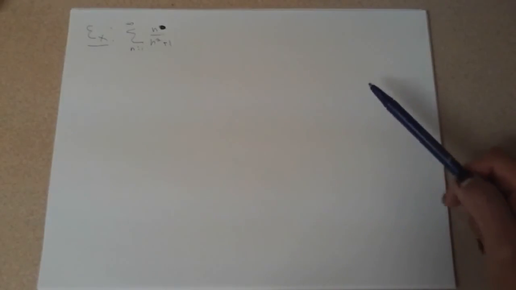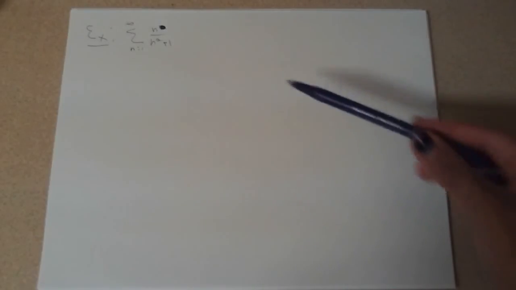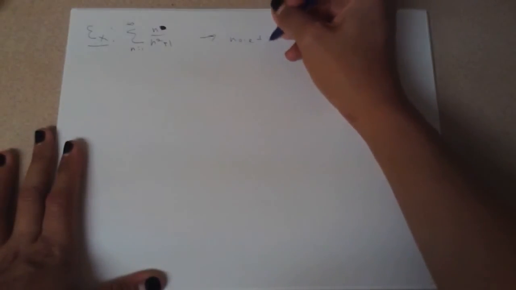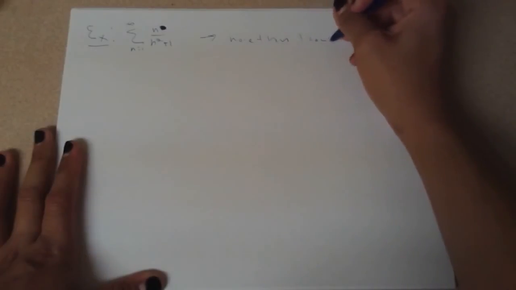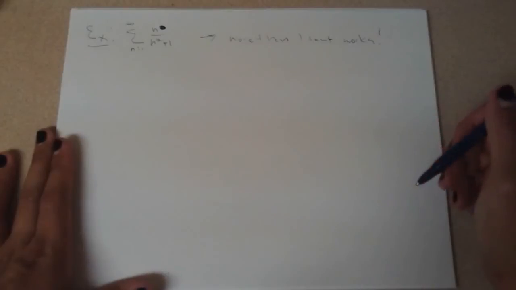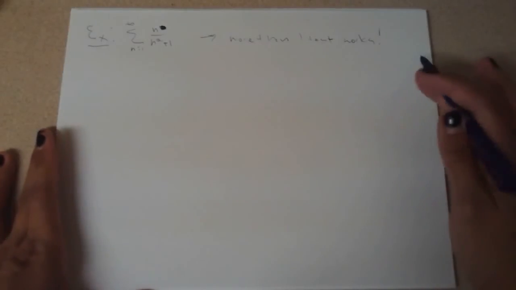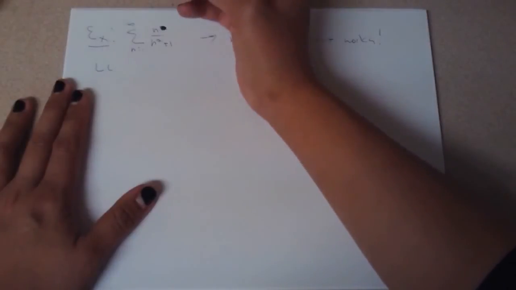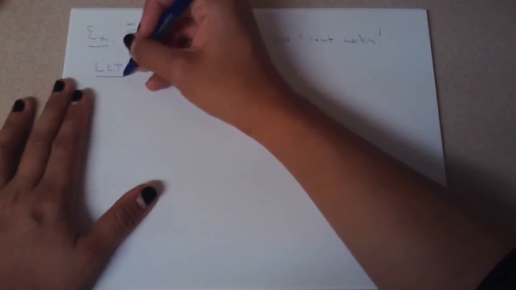Another option that maybe you might have is this looks like something that we could integrate pretty easily, right? We've got a square on the bottom and an n up top, so this looks pretty ripe for a U substitution. This is one of those cases that more than one test works. Right, so I'll try and give you guys an example of how to do this both ways. Let's see if I can try my limit comparison test first.